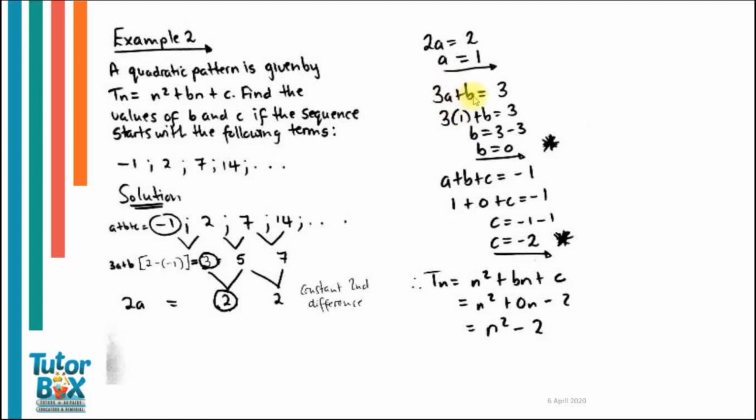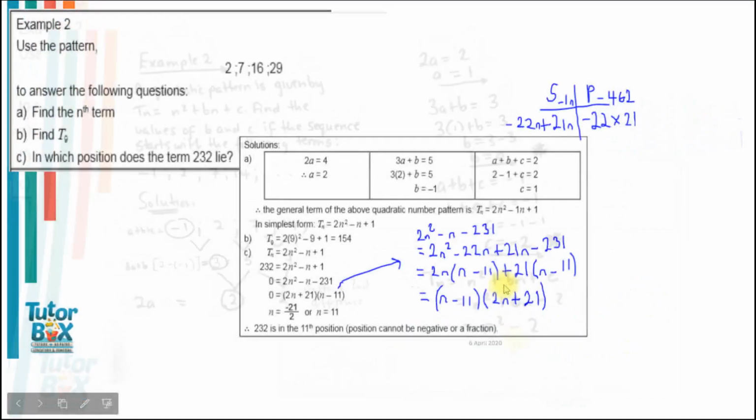And then now we have 3a plus b. 3a plus b will be equal to 3 there. Okay. Then if you do the math, you get b is 0. And then if you do the math for c as well, you get c is minus 2. If you substitute, you should get Tn will be n squared plus bn plus c. It's equal to n squared plus 0n minus 2, which is equal to n squared minus 2.